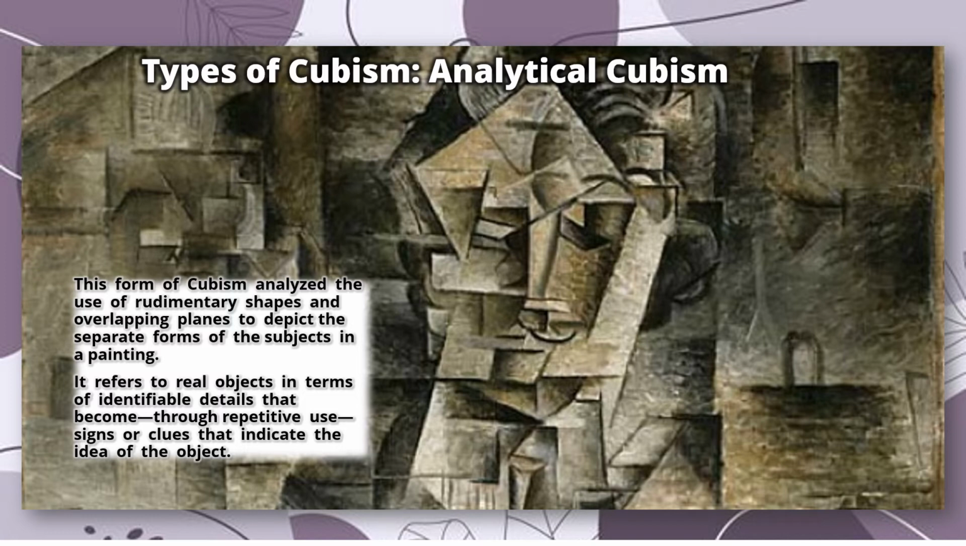So, it is considered to be a more structured and monochromatic approach than that of synthetic cubism. So, an example of these is a portrait of Henry Canwiller. This is considered to be one of the best examples of this stage of cubism.